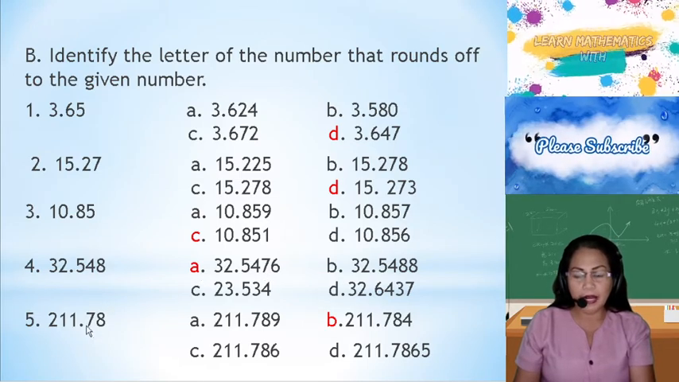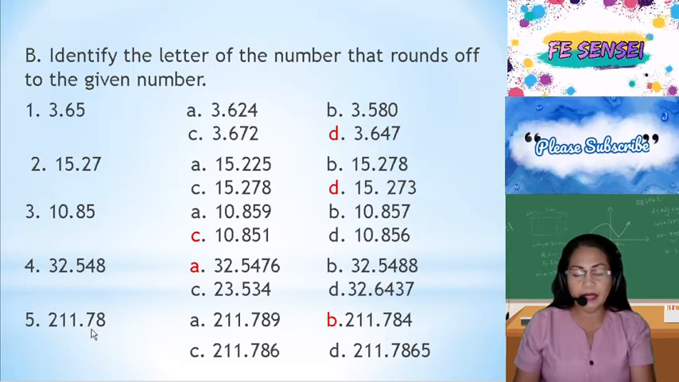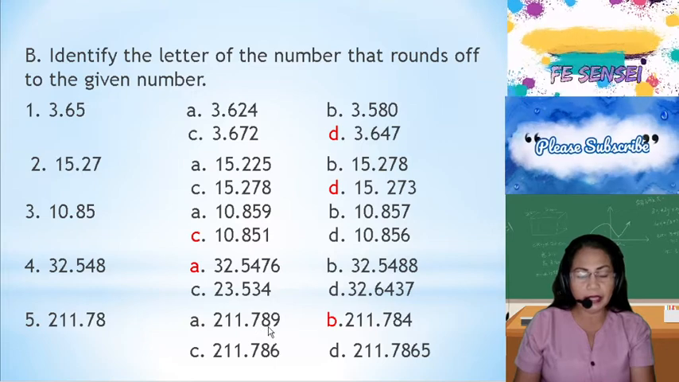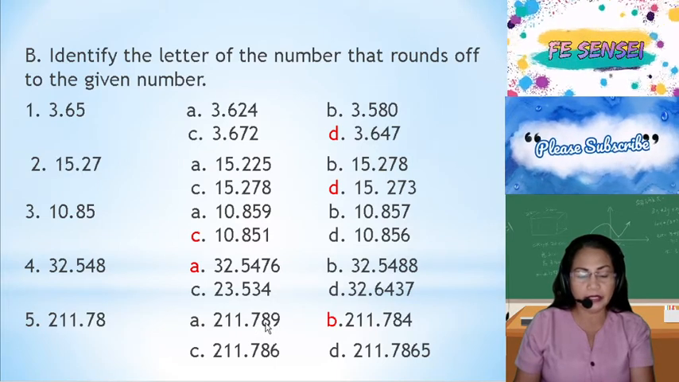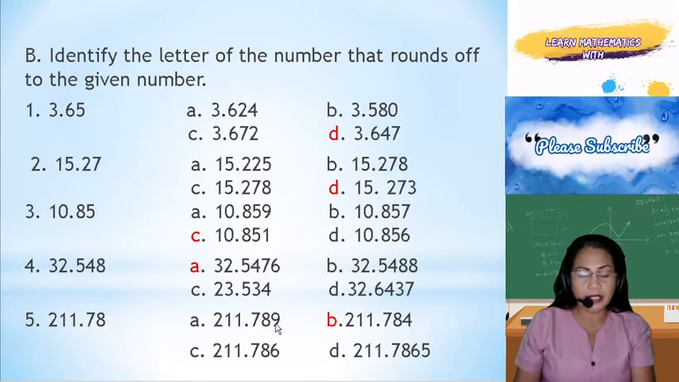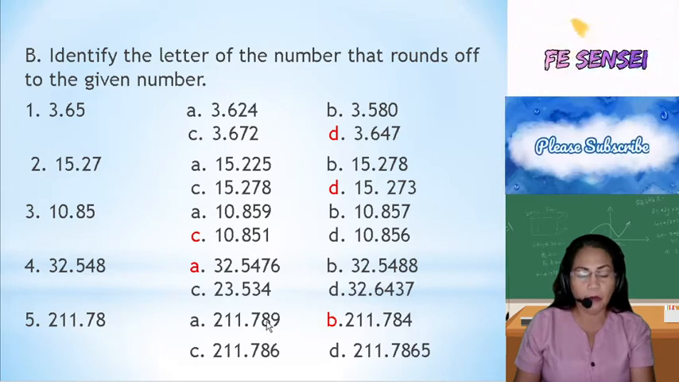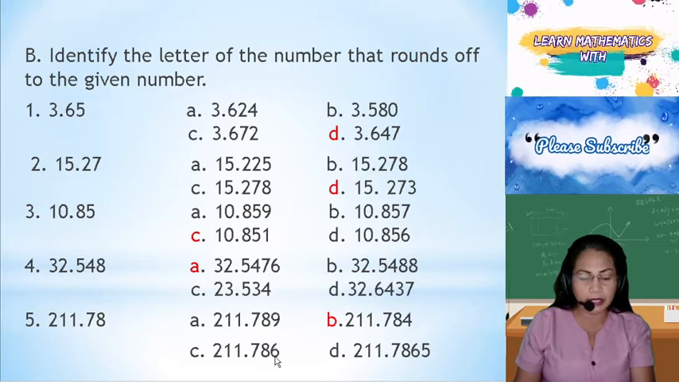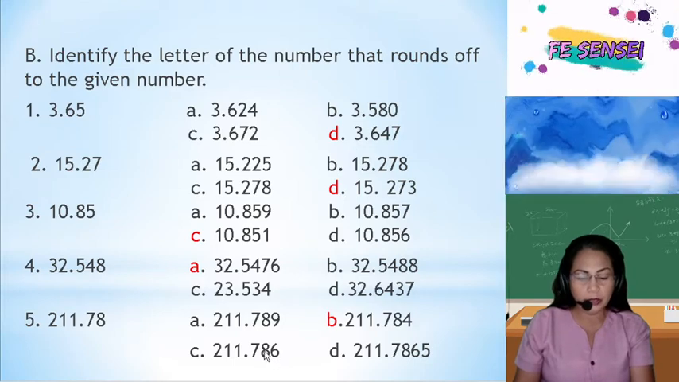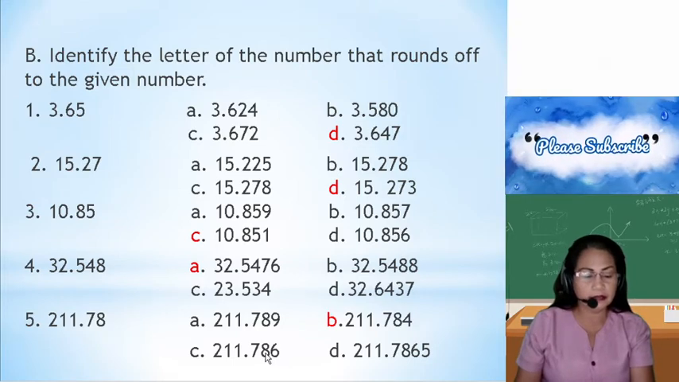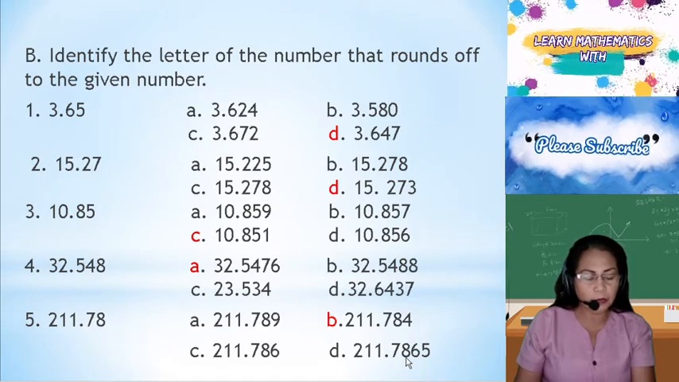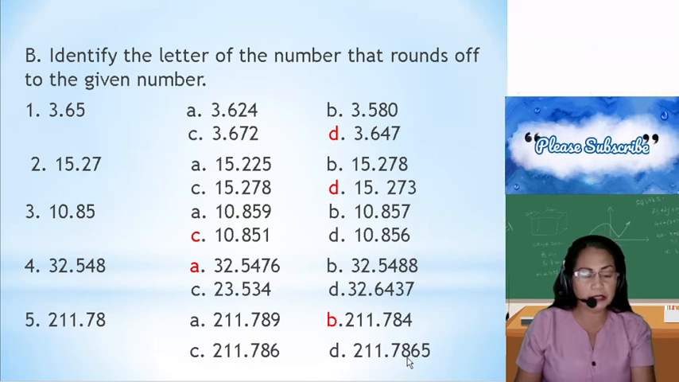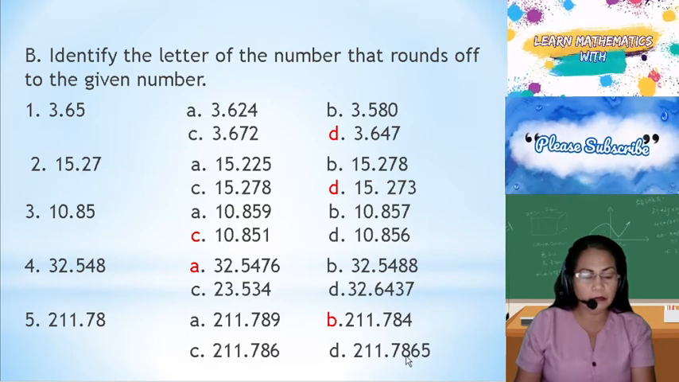And number 5, 211 and 78 hundredths. So 211 and 789 thousandths. So this is 8. And the number to the right is 9. So if we're going to add 1, this becomes 79. This one, the number is 6. So this will become 9. That's not the answer. This one, it's also 6. So this 8 here will become 9.